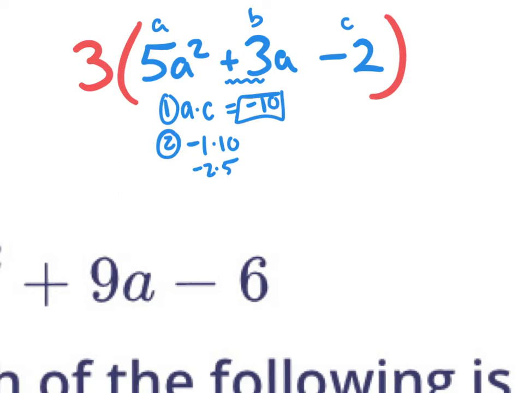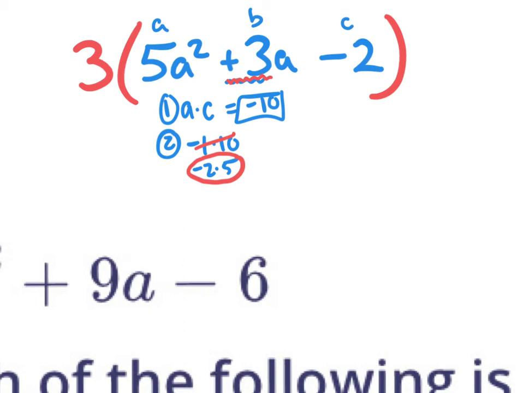So if I combine 10 and negative 1, that gives me 9. Is the b value 9? No, so that one cannot be it. If I combine negative 2 and 5, does it give us the positive 3 that's in the middle, the b value? The answer is yes. So what is step 3 on this multi-step factoring method? To rewrite your quadratic trinomial as a polynomial, replacing your b value, which in this case is 3a, with these two numbers, negative 2a plus 5a, because negative 2a plus 5a is the same thing as 3a.